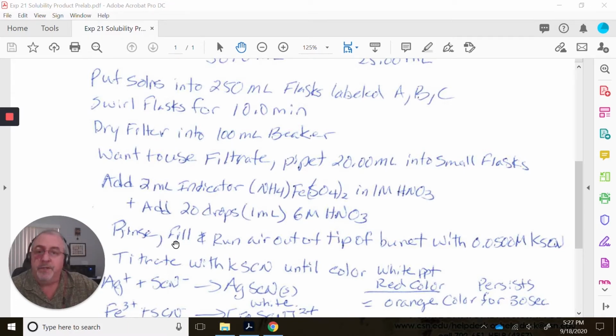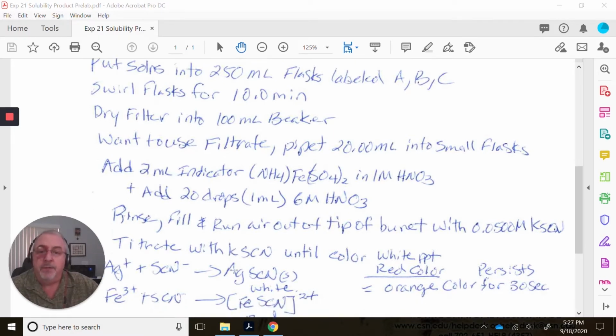So then we're going to need to prepare a burette. We're going to rinse, fill, and run air out of the tip of the burette with some of the titrant material, which is going to be a 0.0500 molar potassium thiocyanate. And then we're going to titrate with that potassium thiocyanate until the color persists for at least 30 seconds.